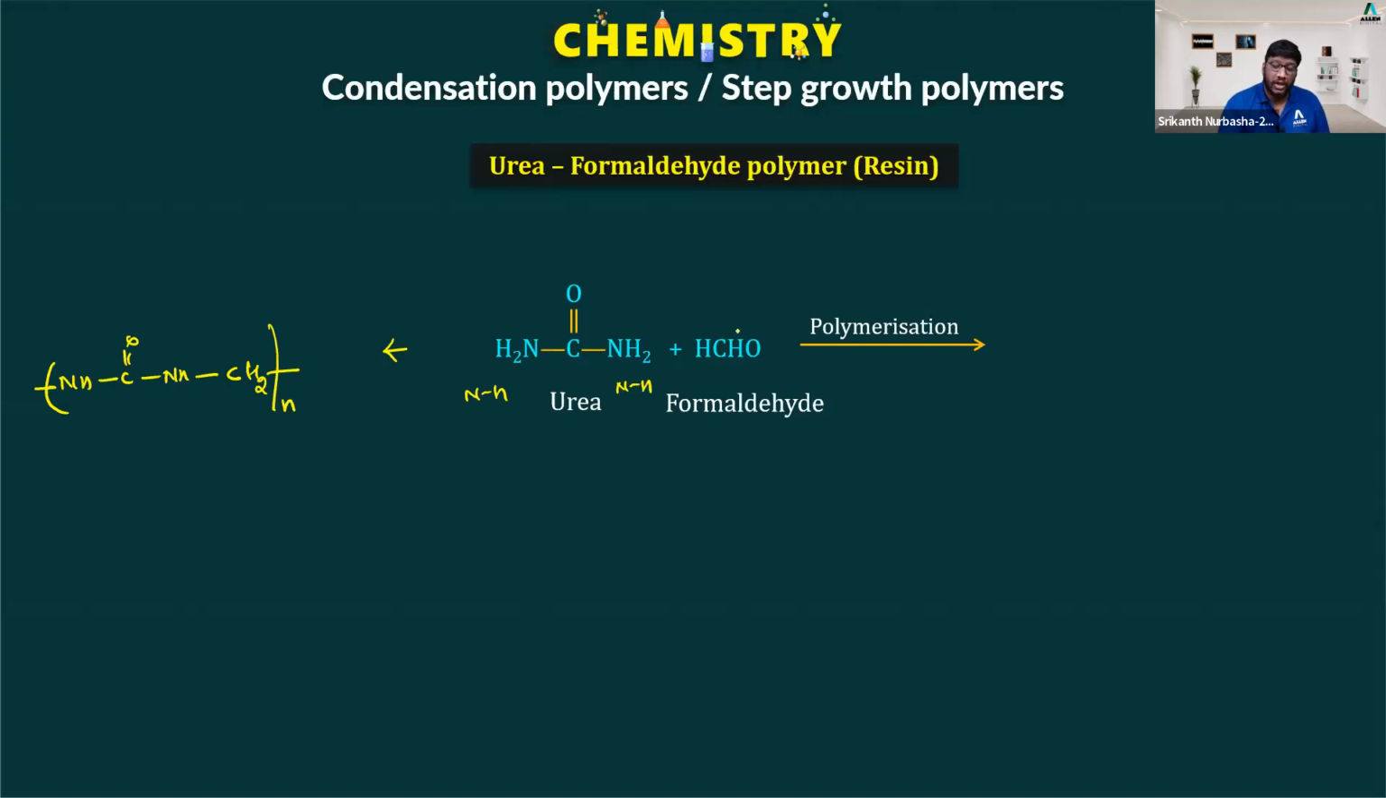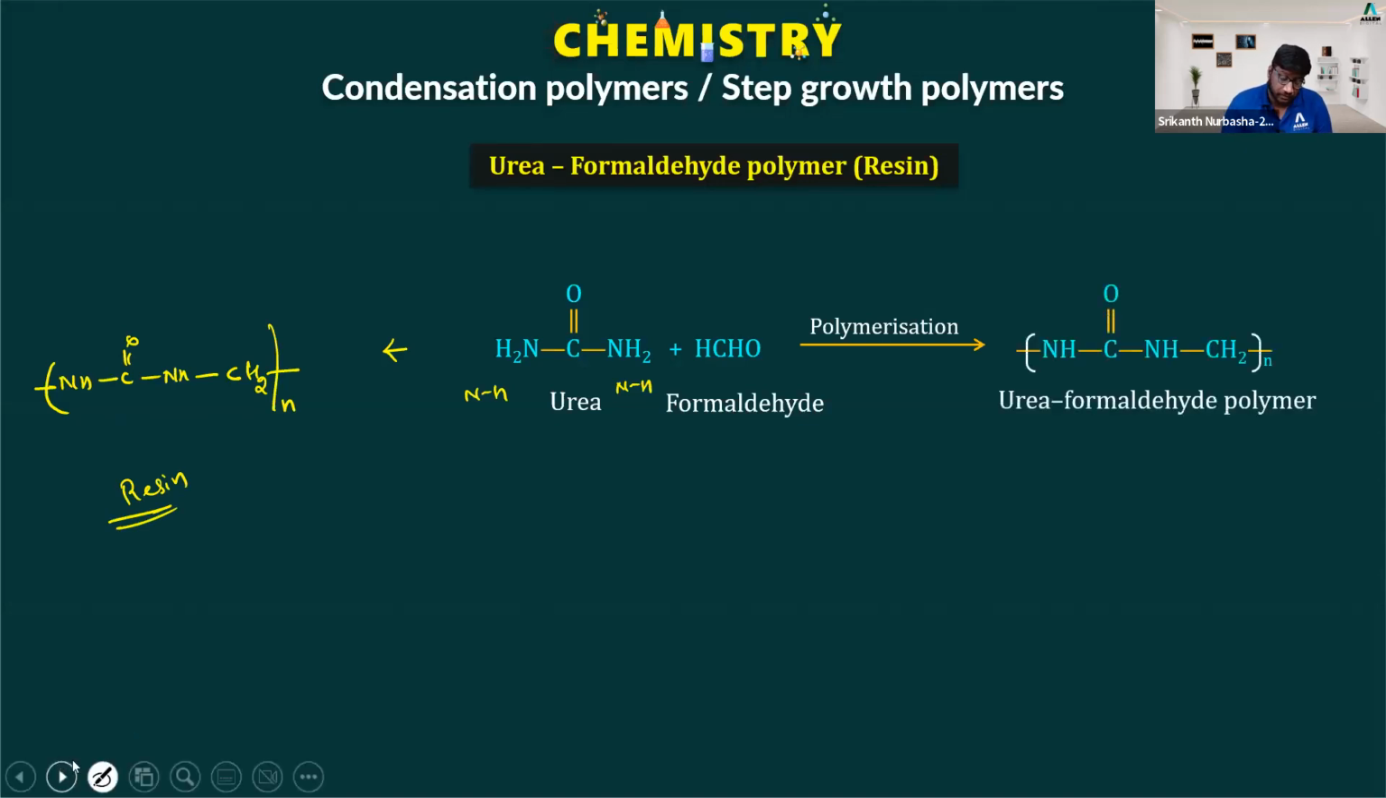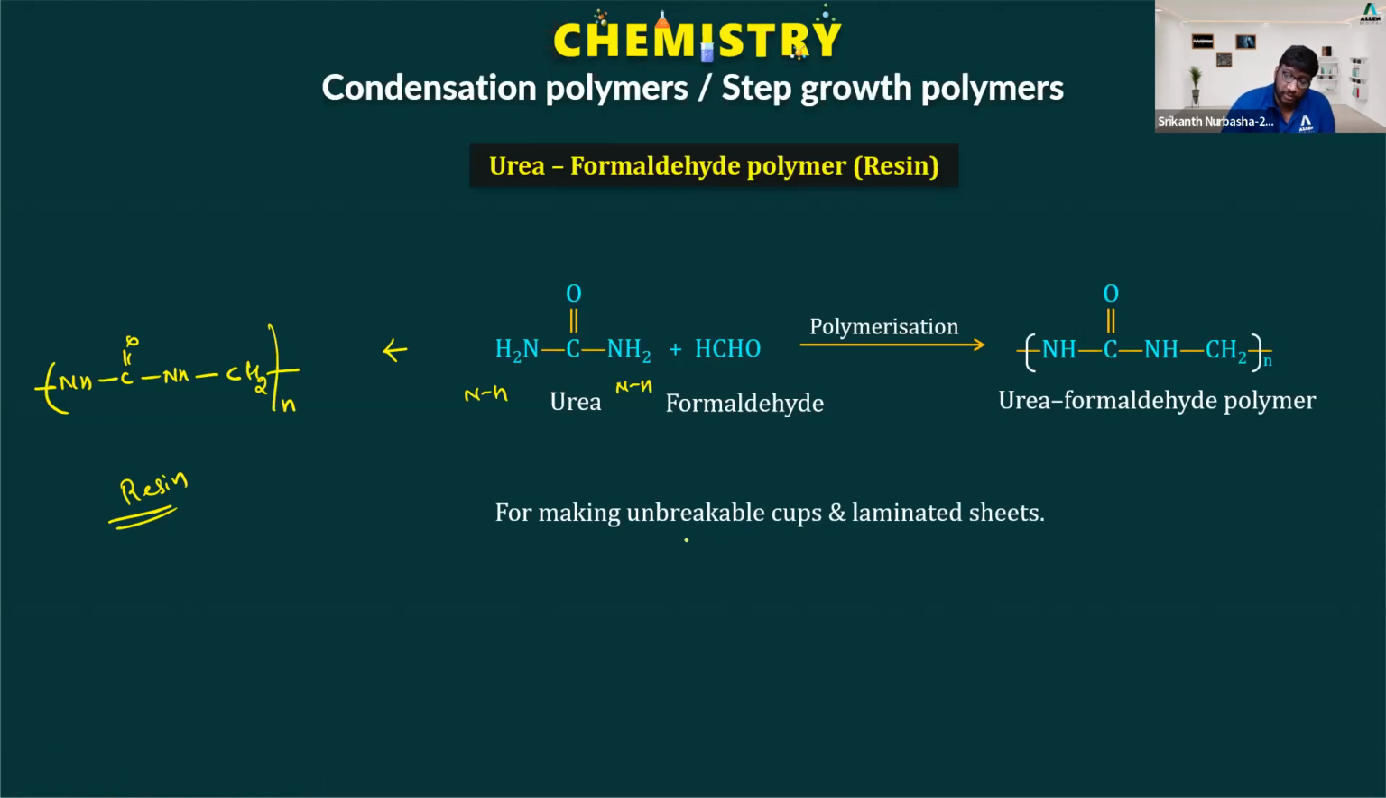In the alcohols, whatever the CH2OH group is forming, in phenol formaldehyde or melamine formaldehyde or urea formaldehyde, the respective HCHO is converted to CH2OH, right? From the CH2OH, the CO bond is cleaved. You have NH C double bond O NHCH2, and it is repeated n times. This is your respective urea formaldehyde polymer, which is also called a resin, and it is used for making unbreakable cups and laminated sheets.